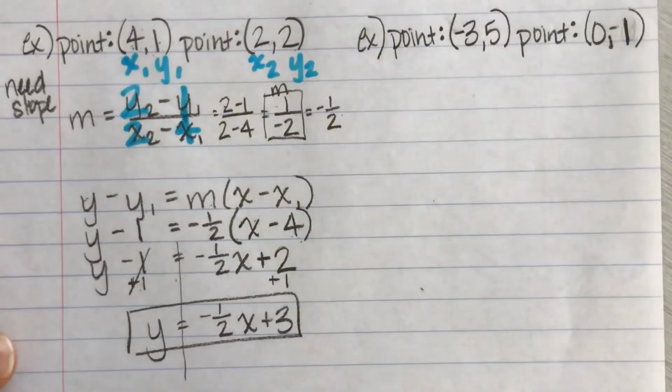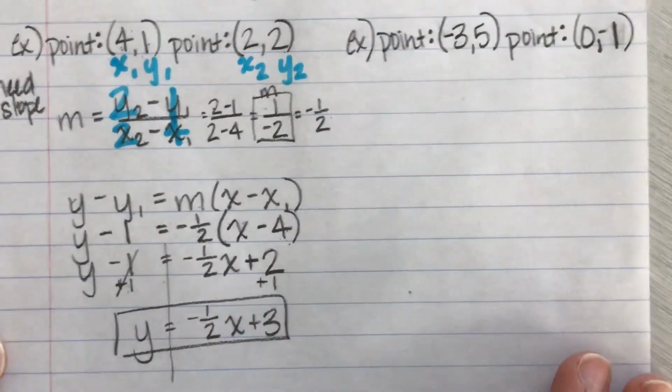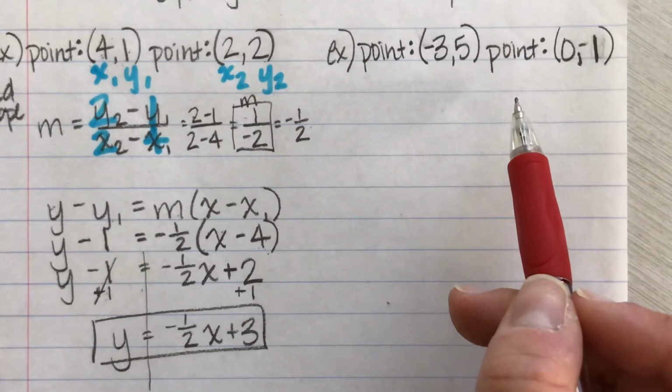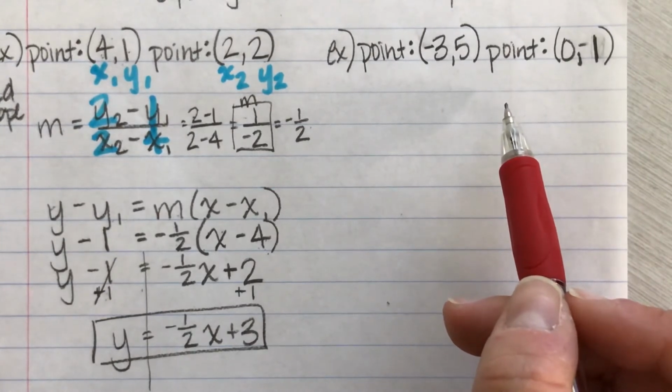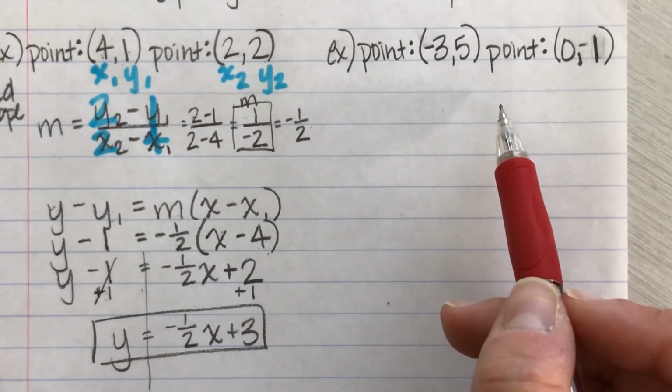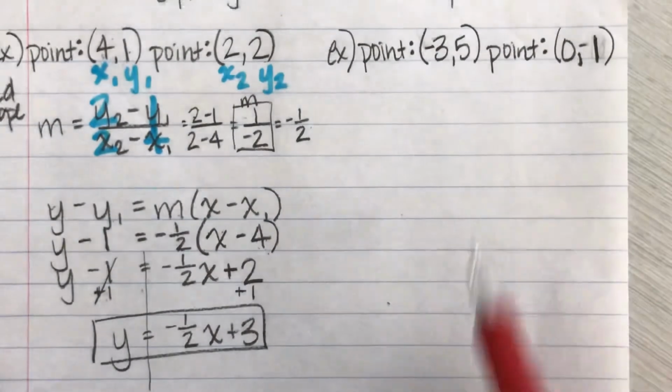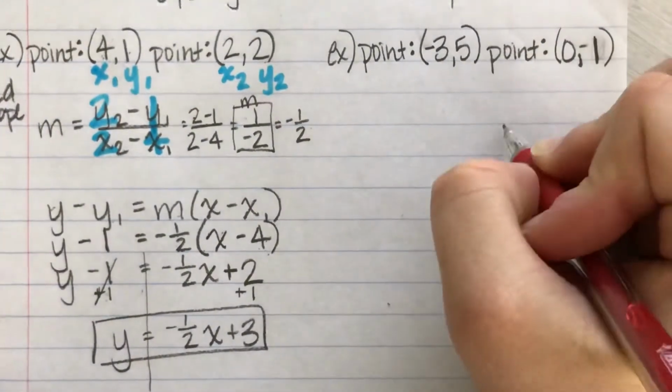So if you don't have the slope, you've got to find the slope first. Here's another example. Try and work this one out. And I'll put it in the text somewhere. But look at this one and see if you can figure this one out.